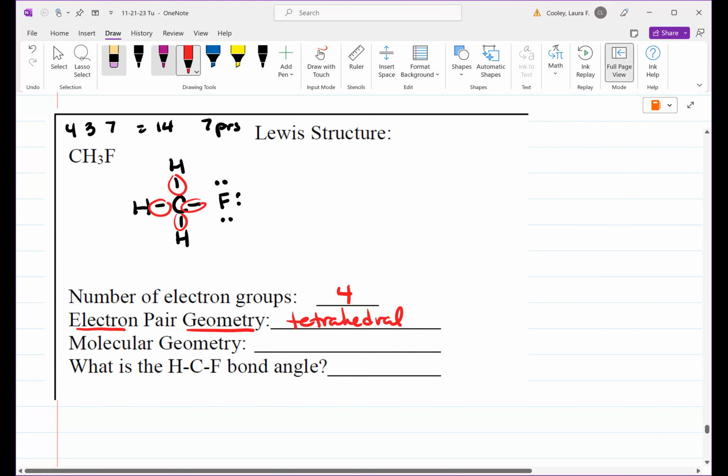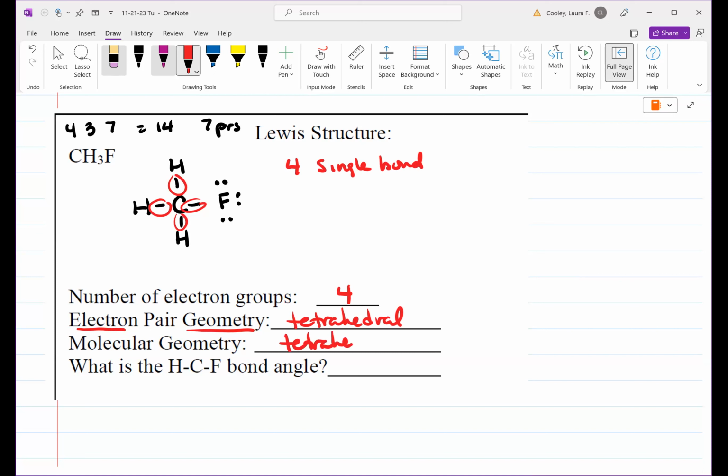And the molecular geometry, now that's determined by how many of those groups are bonds. And here we have 4 single bonds. So we have an atom at the end of every one of those groups. So when you have 4 electron groups and there's an atom at the end of each one, then the molecular geometry is also tetrahedral. Because those atoms determine what the molecular geometry is. What is the bond angle? 109.5. Okay.